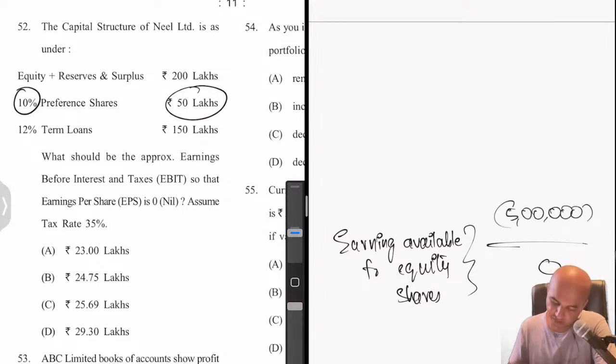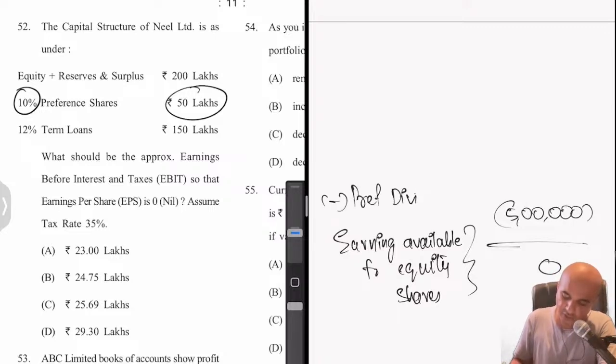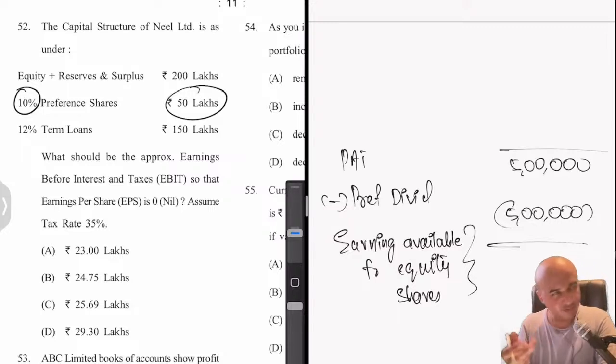So that is less preference dividend. Now from what do we deduct preference dividend? That is nothing but profit after tax. So profit after tax would be 5 lakhs. Exactly 5 lakhs, and we paid preference dividend of 5 lakhs, and there was nothing left to pay to equity shareholders.